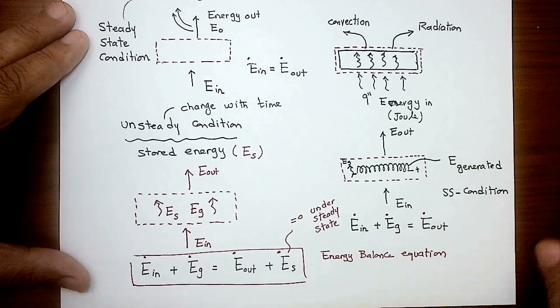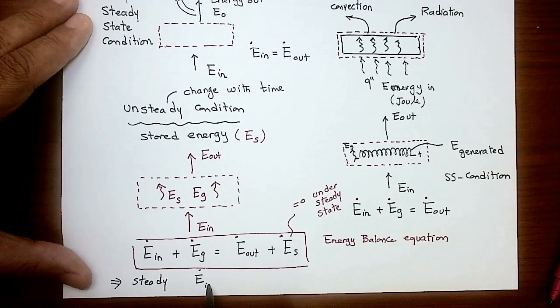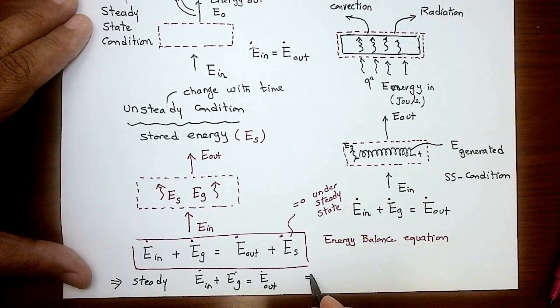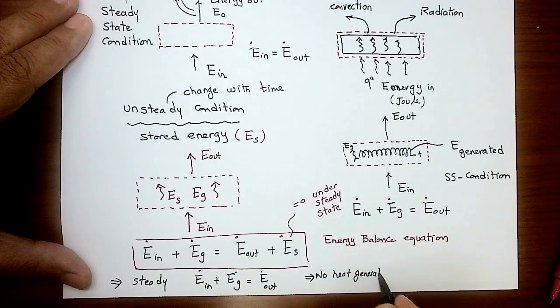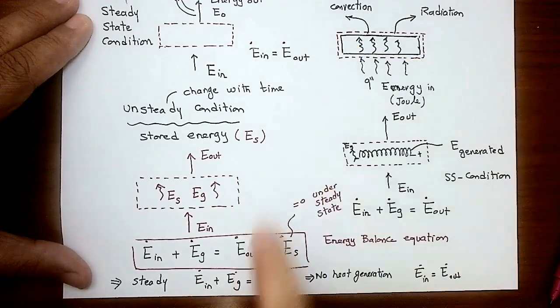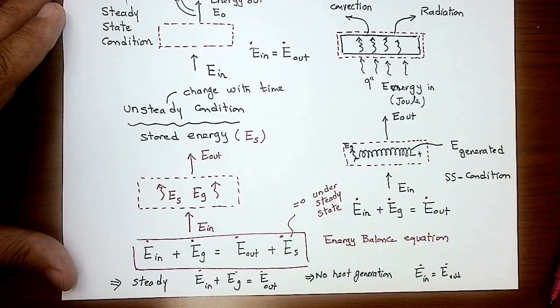Okay, so under steady state, these are special cases here. Steady state, the equation will be E dot in plus E dot generated equals E dot out. And if you add to the steady state that there is no heat generation, which is generated internally, this means that E generation will go away and the equation will be E dot in should equal E dot out. So I can derive these two special cases here from the more generalized equation you can see here. Okay, so this is very important to understand.